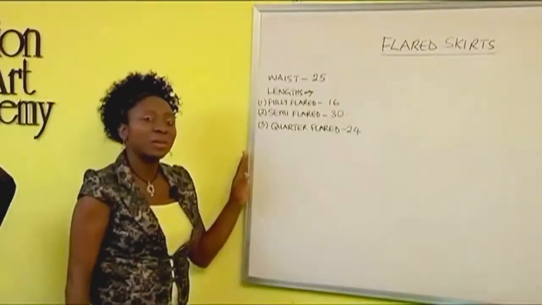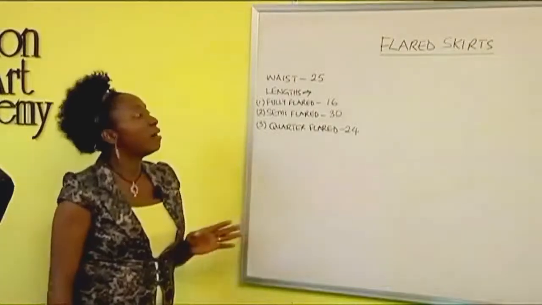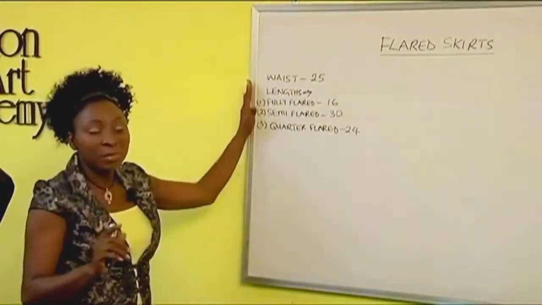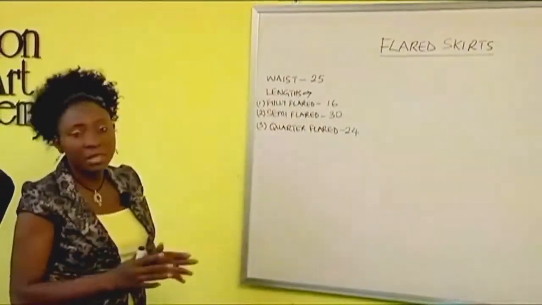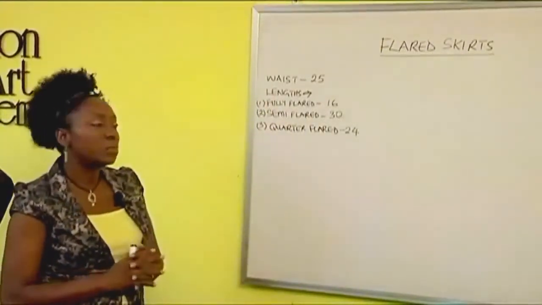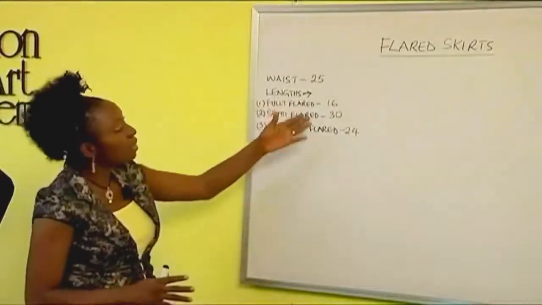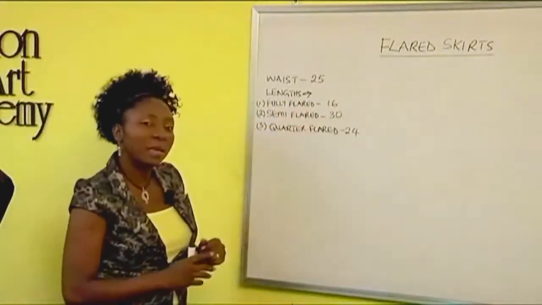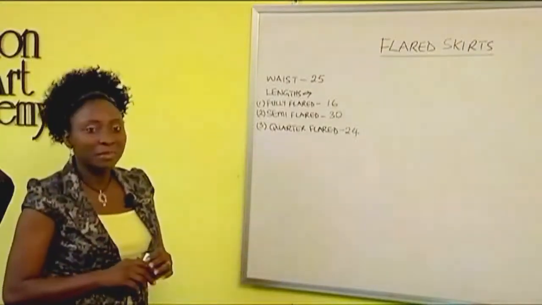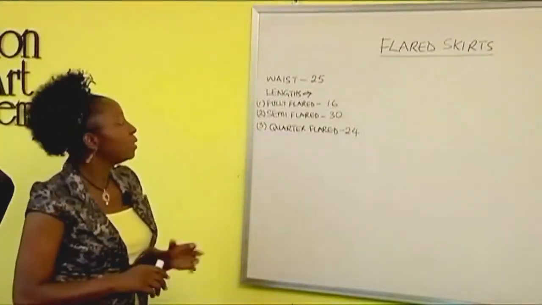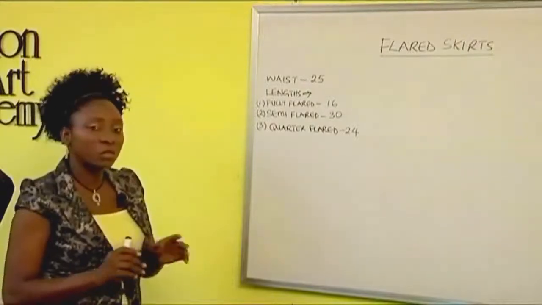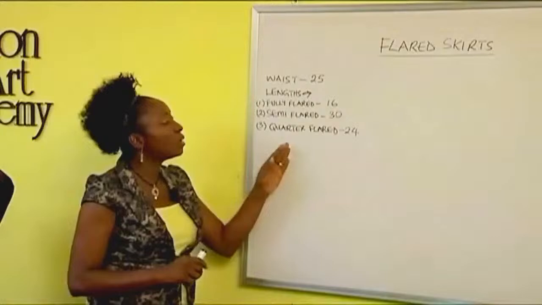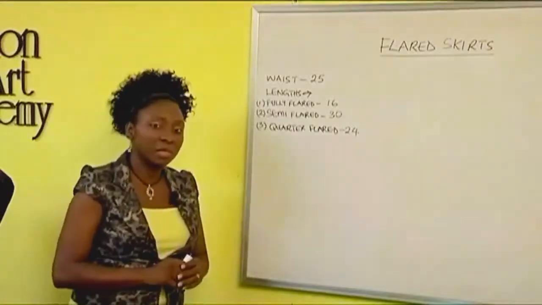These are the measurements we're going to use to make our skirts. We have the waist, which is a known measurement. Our waist is 25 inches. Now we have three different lengths to practice with. We have our fully flared length, a mini length, which is 16 inches. Then we have the semi-flared length, which is going to be quite long. We're going to use 30 inches for that. Then the quarter flared, which we're going to use as 24 inches.